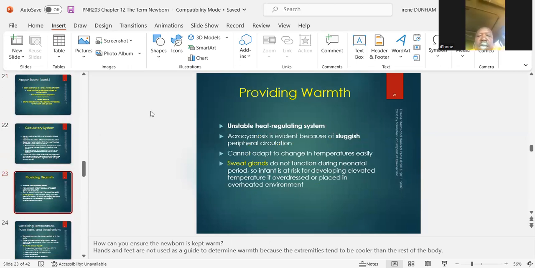All right. Another problem we have with newborns is providing warmth. Babies are born with an unstable heat regulating system. So we talked about acrocyanosis, the hands and feet being blue, and we said that's okay. But the reason why they are is because in the peripheral circulation, the blood's not getting out there yet. Okay, so it's sluggish. But you warm him up.